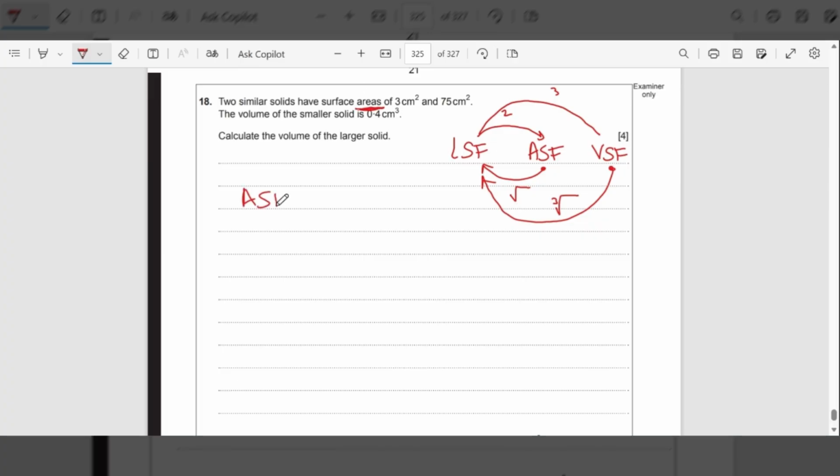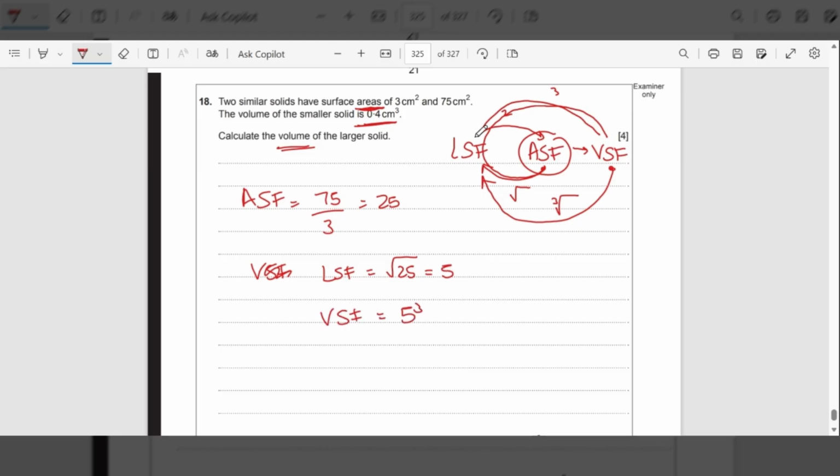Two similar solids have surface areas. I am dividing areas. That is the area scale factor. The volume of the smaller one is that. So the one I want is the VSF, but I cannot go direct from there to there. I have to go on a big loop around. So let me go back to what my length scale factor is by square rooting that. Now I'll go to my volume scale factor by cubing that, which is 125.